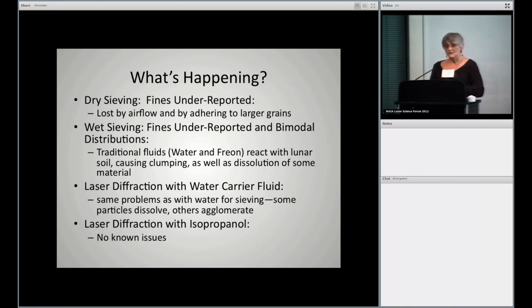When I started doing laser diffraction, I was doing it the way the manufacturer told me to, which was to use water as a carrier fluid. And essentially, I found out that I had the same problem. Some of the particles were dissolving, some were agglomerating. I was ending up with bimodal particle distributions. And finally, I switched over to isopropanol as a carrier, and those problems went away.